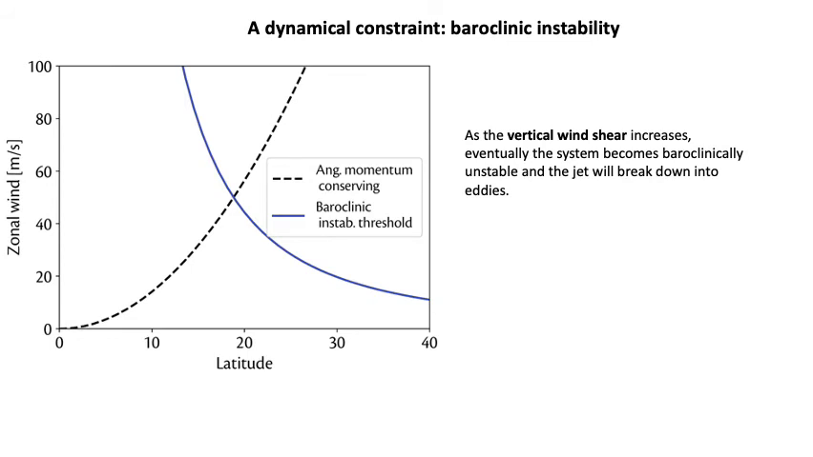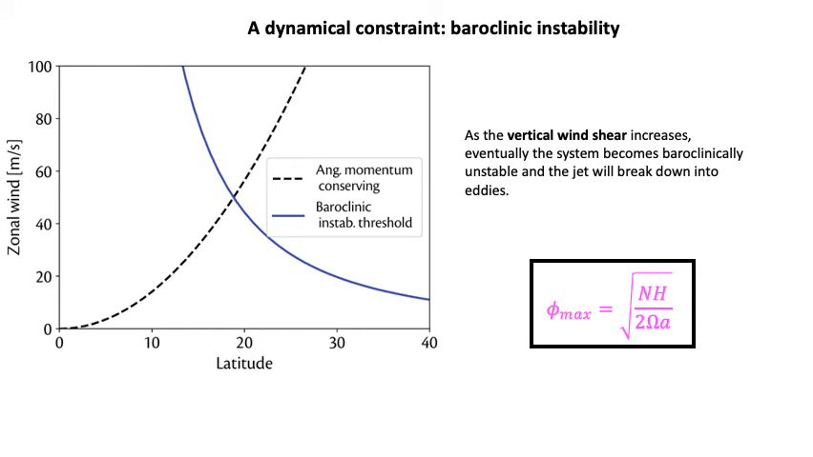And so that's what's shown on the left here. The dashed line is, again, the angular momentum conserving solution for the zonal wind, which you can think of as a proxy for the wind shear. And then there's a baroclinic instability threshold that rapidly decreases as the wind shear increases, moving poleward. And so that crossing point, you can actually solve for with something that looks a little bit simpler, but is similar in many of the parameters: the square root of NH over 2 omega a. In this case, that's about 20 degrees north or south. So it's a little bit smaller, though there are also approximations put in, particularly with the static stability here.